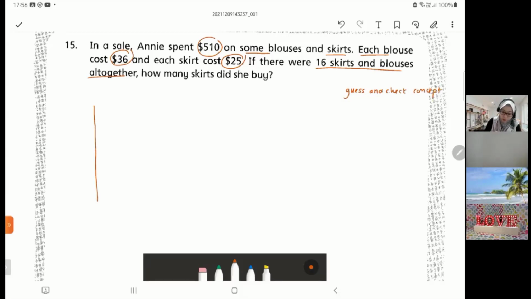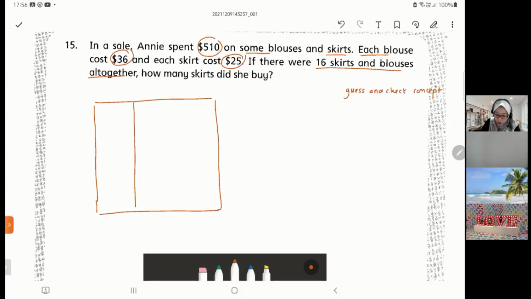Okay, so I will draw out the table. Cut it out into blouse column, skirt column, and then the total column. And then the last one here, you can add the check. Okay, the check. This is blouse. This is your skirts. This is your total. And this is your check.